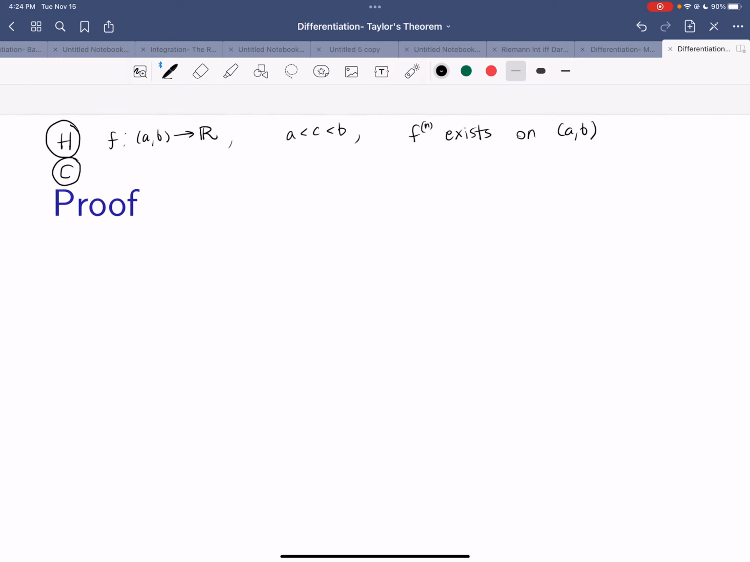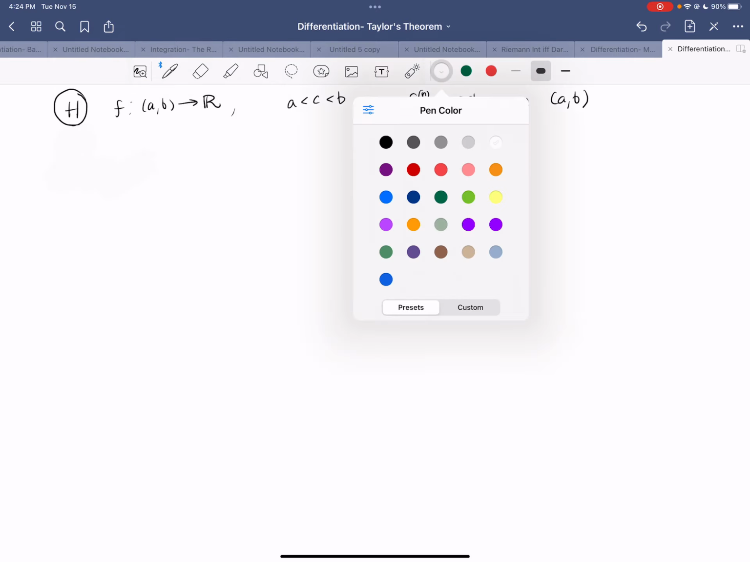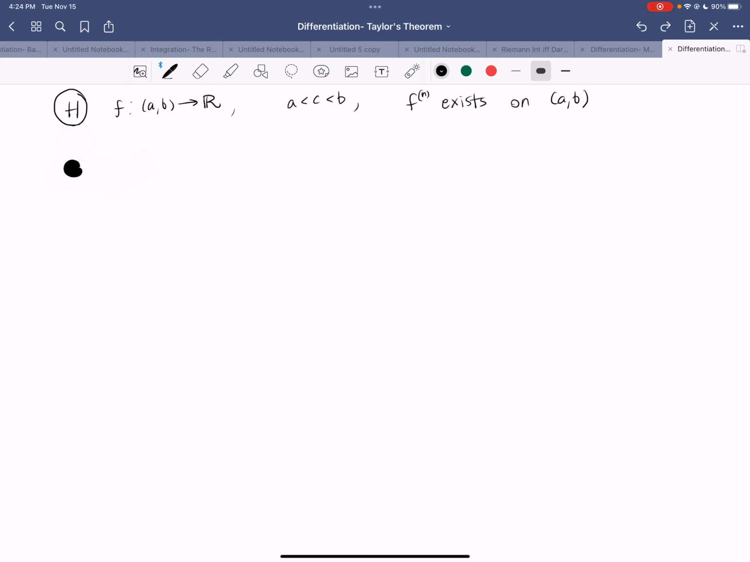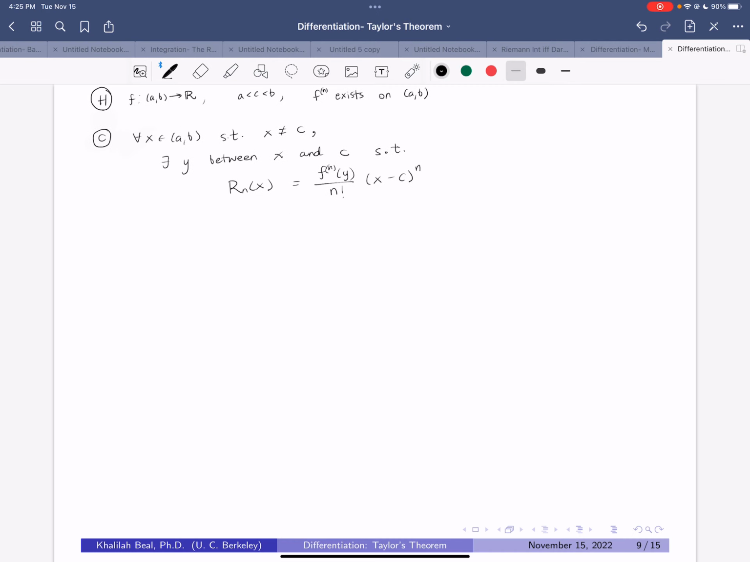Okay? Then the claim is that, and perhaps I might need more space here, so let me try to make some space. So my claim is that for each x in AB, such that x is not equal to c, there exists a y between x and c, such that the remainder is actually the nth derivative at y over n factorial times x minus c to the n. Okay? So now before we get into the proof, let me just point this out.